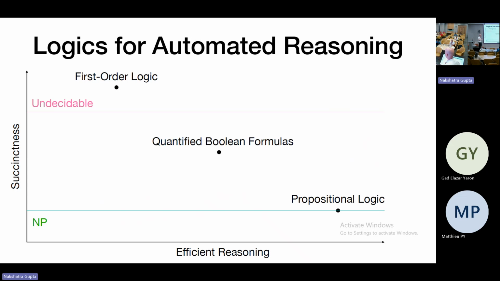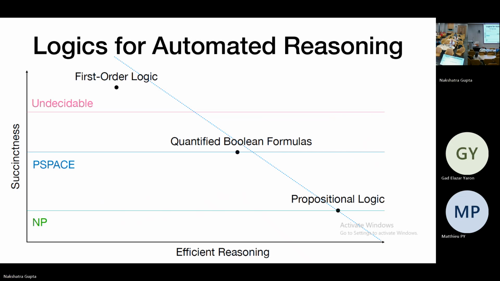And quantified Boolean formulas are an attempt to approach something more expressive from the propositional level. And as we'll see, reasoning with quantified Boolean formulas is a PSPACE complete problem. Okay, so I think at the moment, propositional logic gives you the best balance in many cases between succinctness of your encodings and efficiency of reasoning. But I hope that by improving QBF solvers, you can move the trade-off for QBF closer to the trade-off for propositional logic.